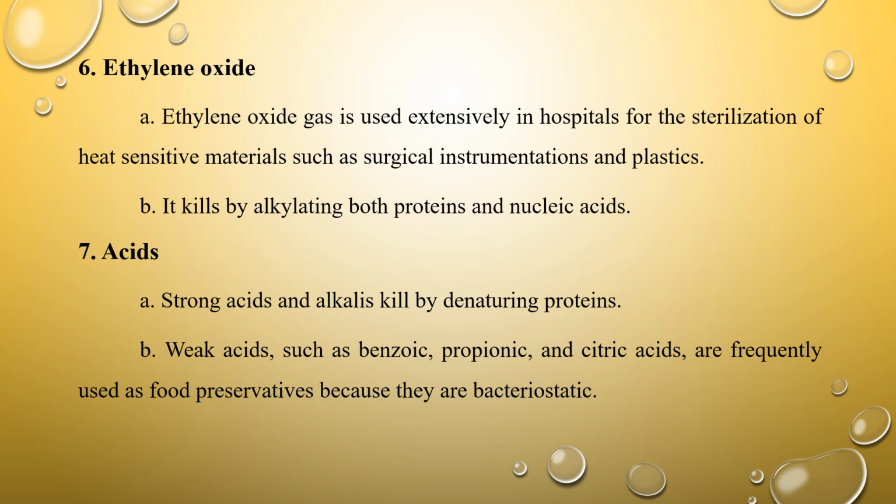Seventh one, acids. Strong acids and alkalis kill by denaturing protein. Weak acids such as benzoic acid, propionic acid, and citric acid are frequently used as food preservatives because they are bacteriostatic. The action of these acids is partially a function of the organic moiety.